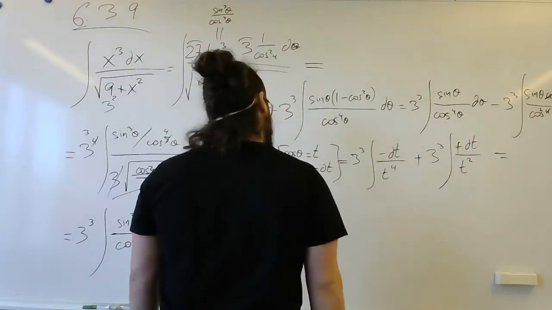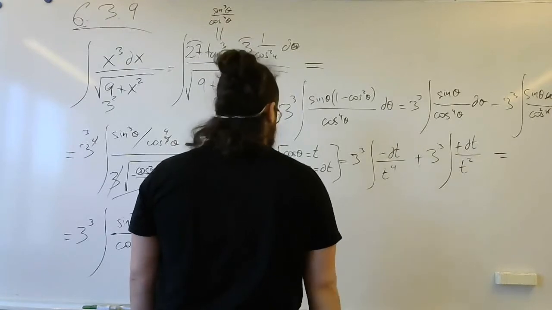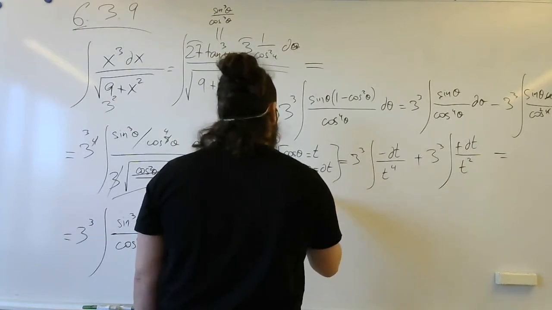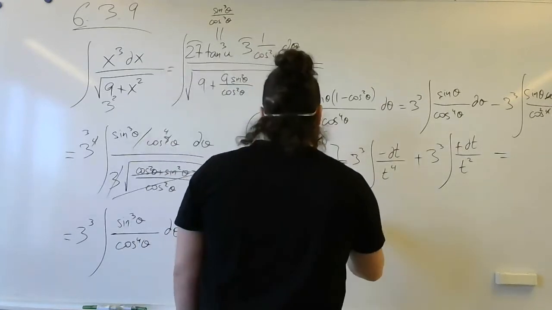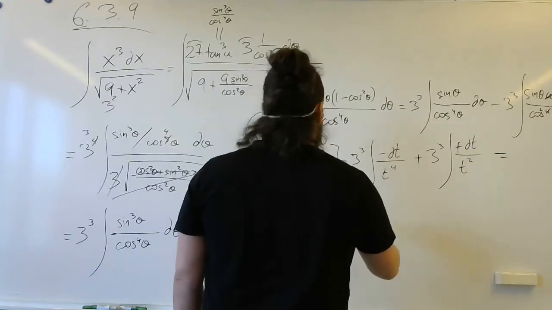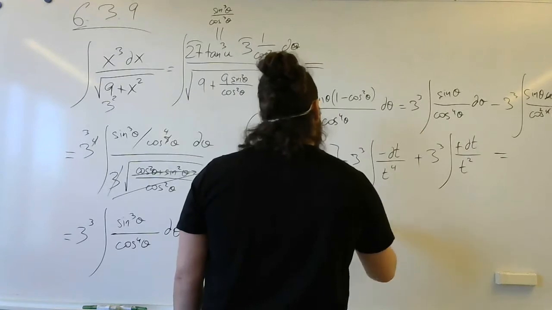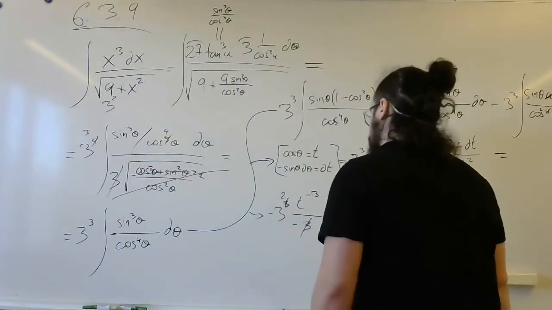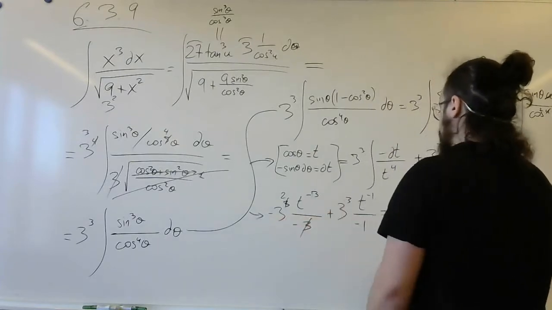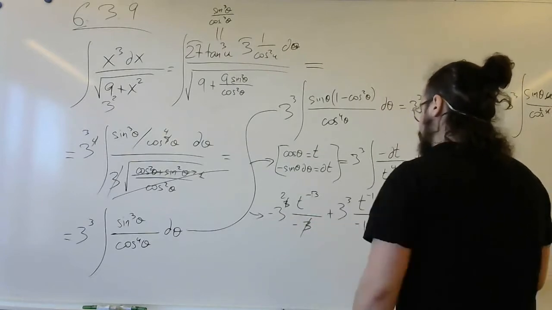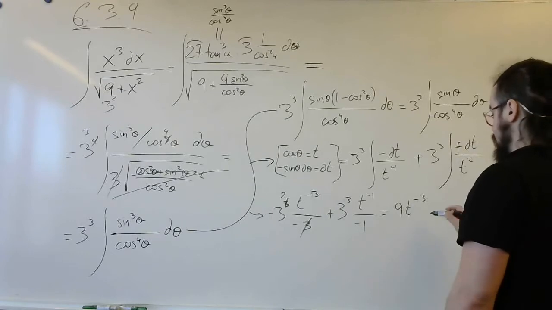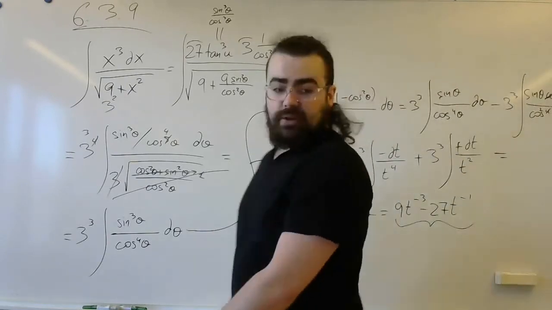The first one is minus 3 to the power cube, t to the power minus 5 divided by minus 3. And this other one is t to the power minus 2, so t to the power minus 1 divided by minus 1. Fair enough. These 3 cancel here. I'm going to write it already in the good order. And we have 9t to the minus 3 minus 27t to the minus 1. That already has good form.